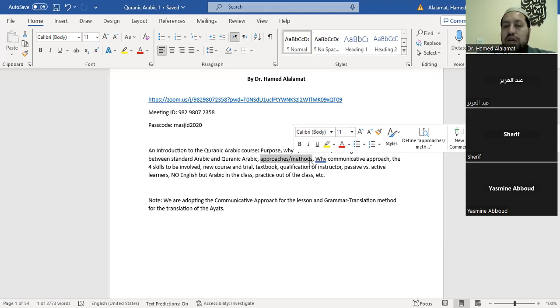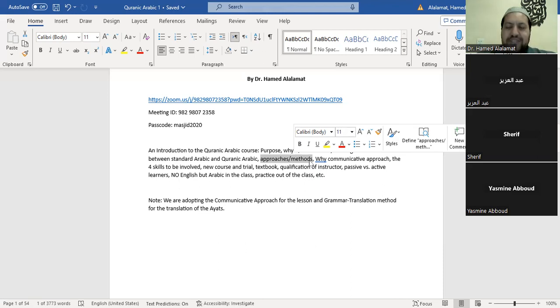We use it in our class, but usually in the last part of the class when we move to the ayat that we are taking from the Quran. Before that, we are adopting the communicative approach, understanding the vocabulary and using it and understanding unique text. Then after that, we move to the grammar translation method.